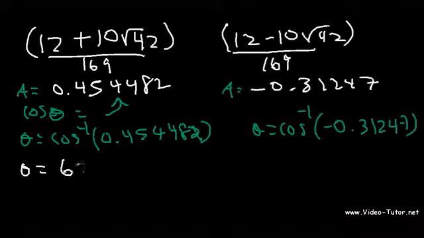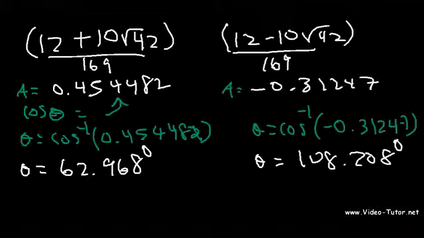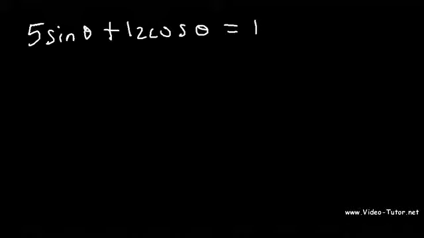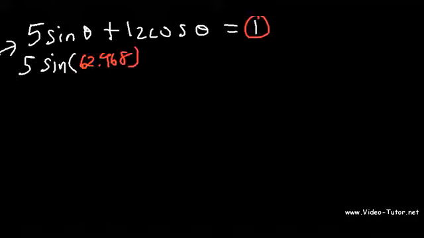And if you plug that in your calculator, my calculator is in degree mode, you should get these two answers, 62.968 degrees and 108.208 degrees. Now we need to test and see which one works. So let's go back to our original equation, 5 sine theta plus 12 cosine theta equals 1. We're going to plug in theta into the left side of this equation and see if we get 1 in our calculator. So I'm going to try the first answer, 62.968. Go ahead and plug it in and see what happens.